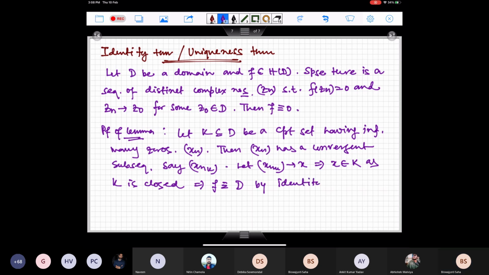Is the proof of the lemma clear to all of you? Yes, sir. Okay, so the proof of the lemma was quite easy. So let us now complete the proof of this identity theorem. Fine. So what is the proof of the identity theorem?